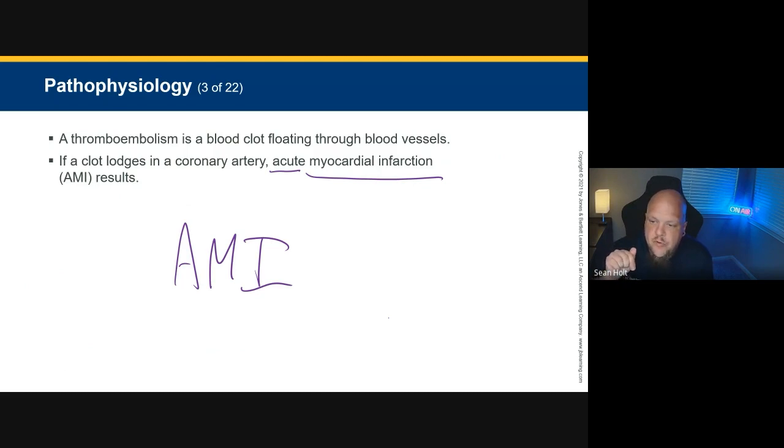All right. So somebody may say, I've had a heart attack before, so they've had an MI, right? But if somebody's having one right now, they're having an acute myocardial infarction, and that needs treatment. Okay.